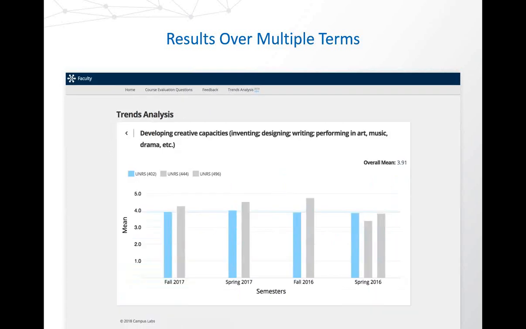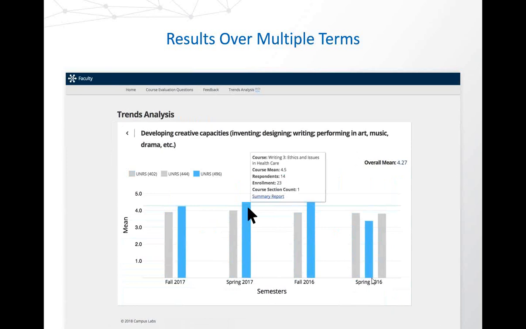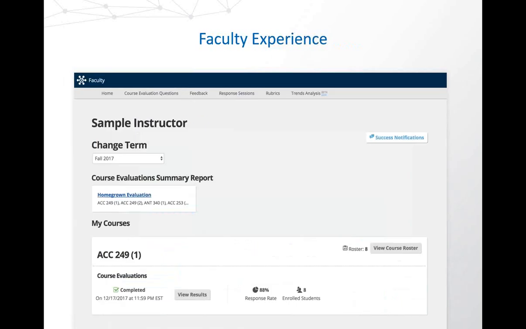And then if you click into an individual question, you're able to see a drilled in view of that, which shows the changes over the semesters. And if you scroll over one of those bars, it's going to give you a little bit more data about the course that's in question. So, oh yeah, this was my Writing 3 course. Here was the course mean. Here's how many students out of the total enrollment completed the evaluation, and so forth.